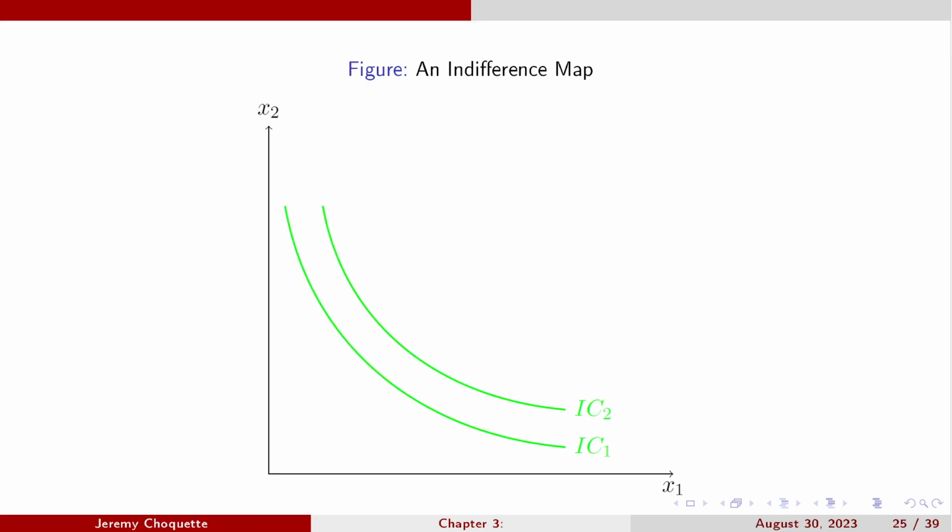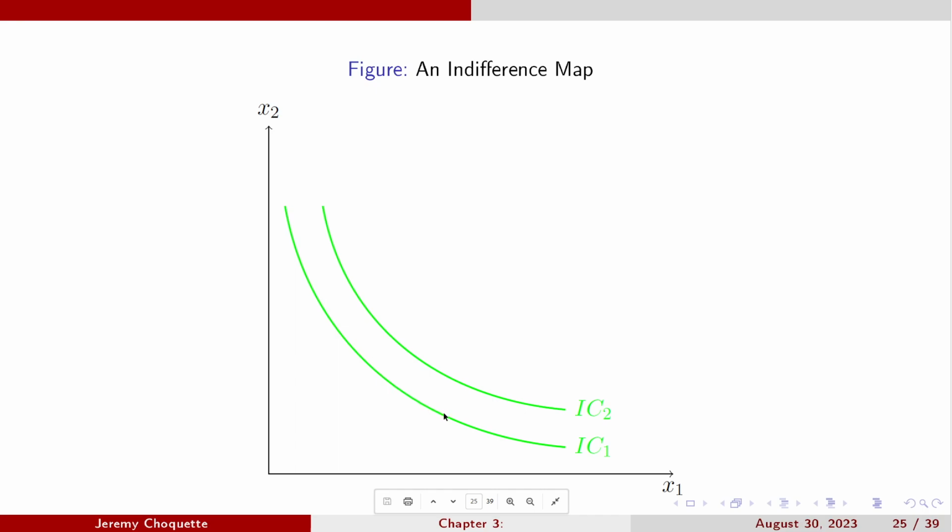It's what's known as a substitution bias. So let's look at this indifference map, right? These are two indifference curves. And let's say you can buy good X1 or good X2. Well, this green curve here represents a level of happiness, right? This is how happy you are.